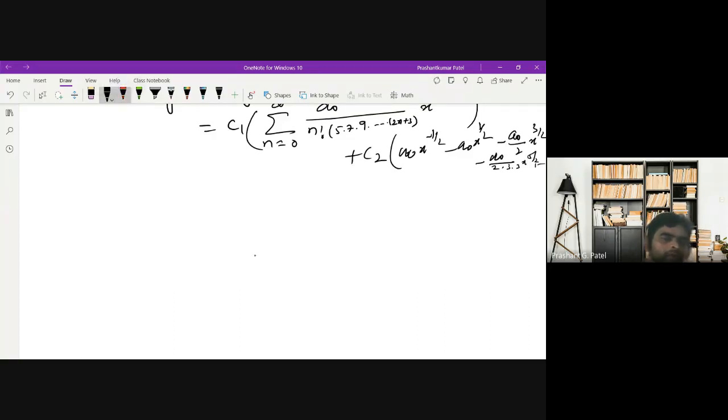And there are a couple of examples also written in my class notes. You can solve that also. 2xy double dash plus (x plus 1)y dash plus 3y equal to 0. So try to solve this differential equation on your own.